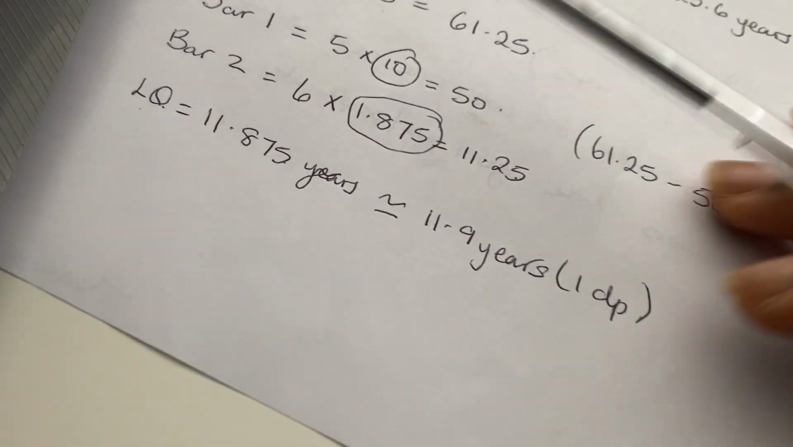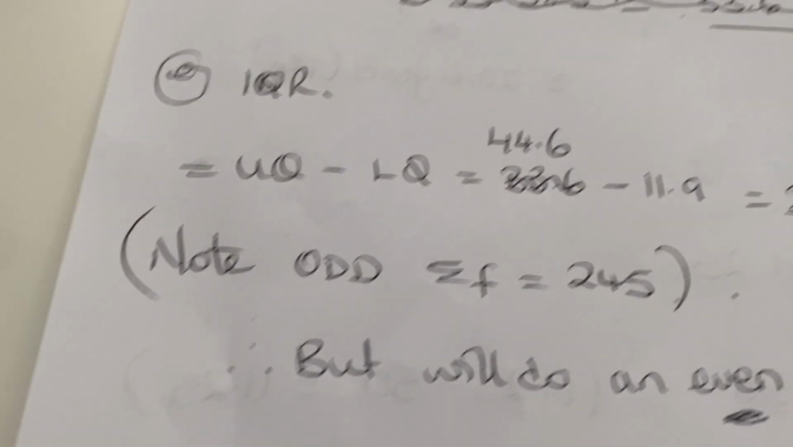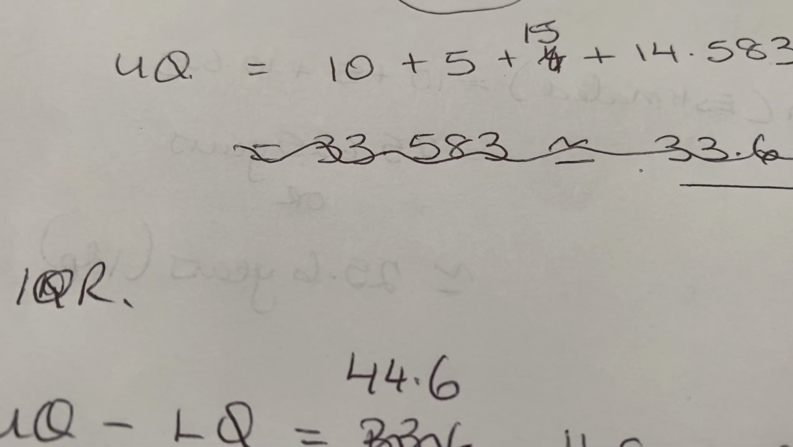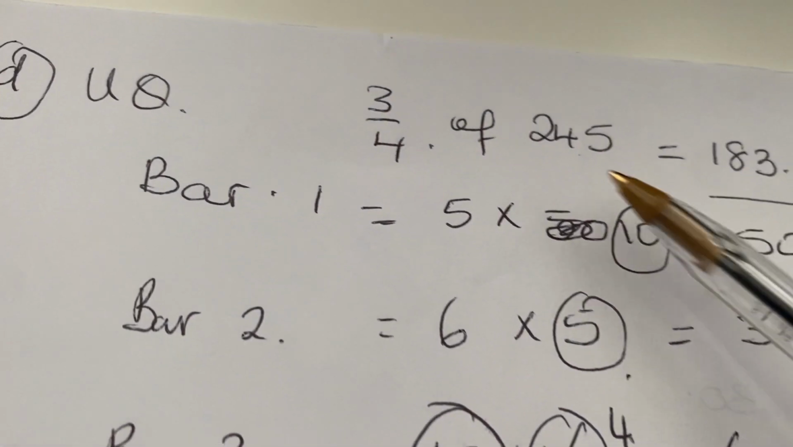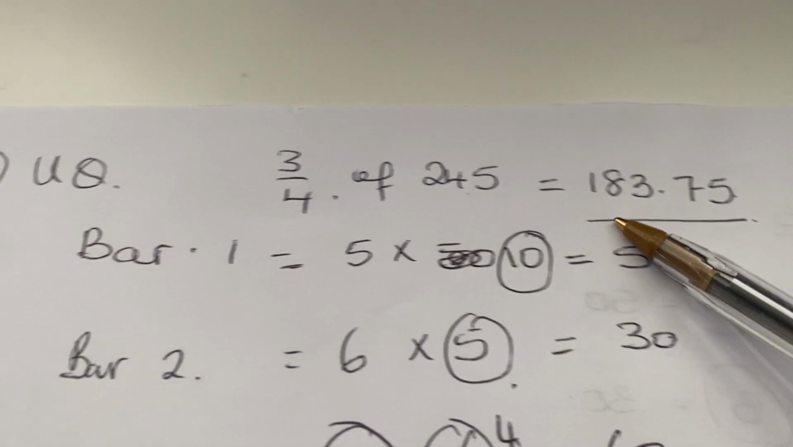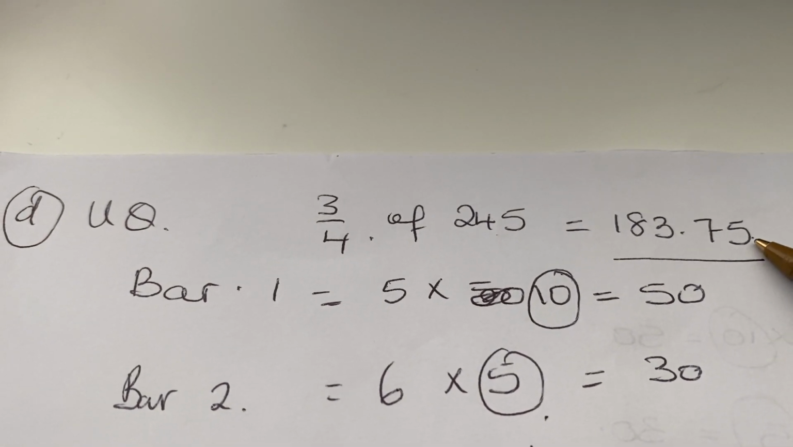Now, the fourth one, the upper quartile, because if we are finding the interquartile range, then we need the upper quartile and the lower quartile. The upper quartile again is 3/4 of 245, which is 183.75.